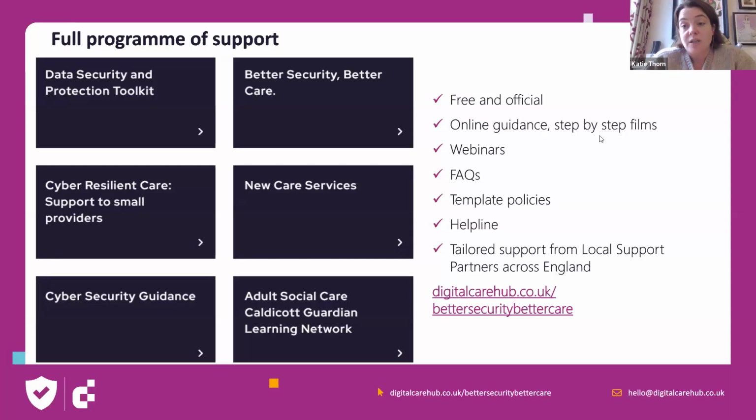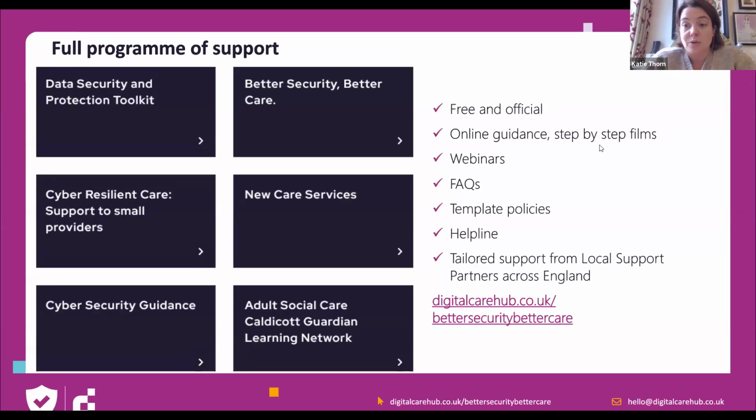But also we fund 28 organisations across England to provide direct one-to-one support for care organisations. If you don't know who your local support organisation is, or if you need to get in touch with them, you can find all of the contact details on our website, or you can get in touch with our National Help Desk and we will refer you on to the person in your local area who can give you a phone call and walk you through everything that you need to know.